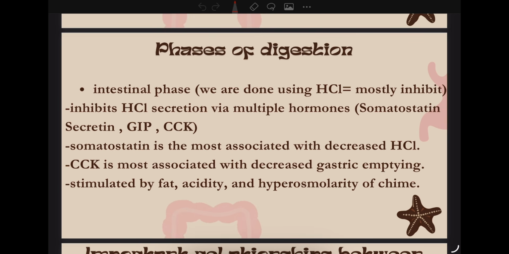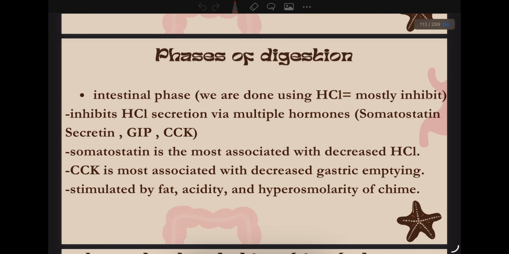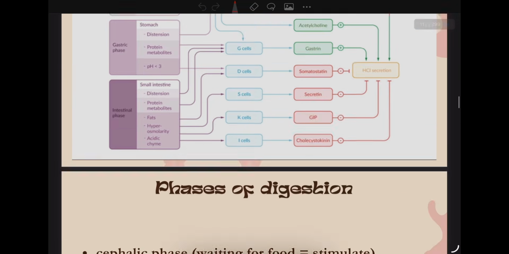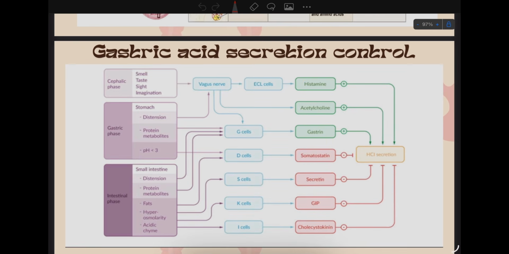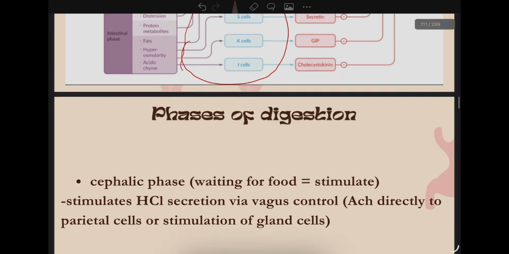Cholecystokinin is most associated with decreased gastric emptying. And it's stimulated by fat, acidity, hyperosmolarity of chyme, and so on. It's not cholecystokinin only when I mean stimulated by fat. It's the whole phase. When you have high acidity, high fat amount, all of that, it will stimulate this intestinal phase. So when you look here, now it makes sense. In the cephalic phase, you are going through the vagus nerve to histamine, acetylcholine, gastrin, all of these guys to increase hydrochloric acid secretion. In the gastric phase, it's mostly gastrin, still increasing hydrochloric acid secretion. In the intestinal phase, it's mostly going through these guys, which release what? Inhibiting hormones.